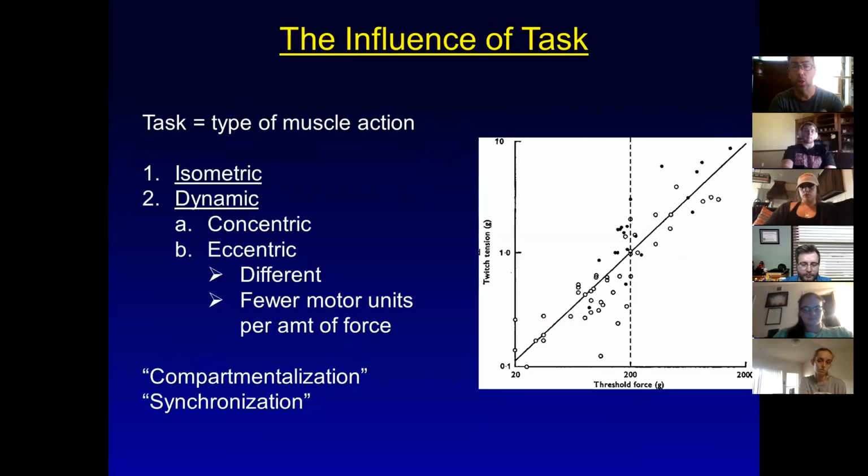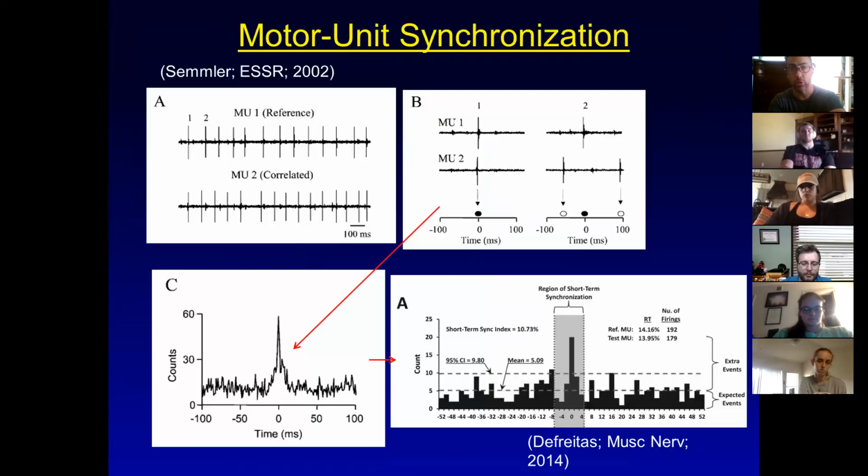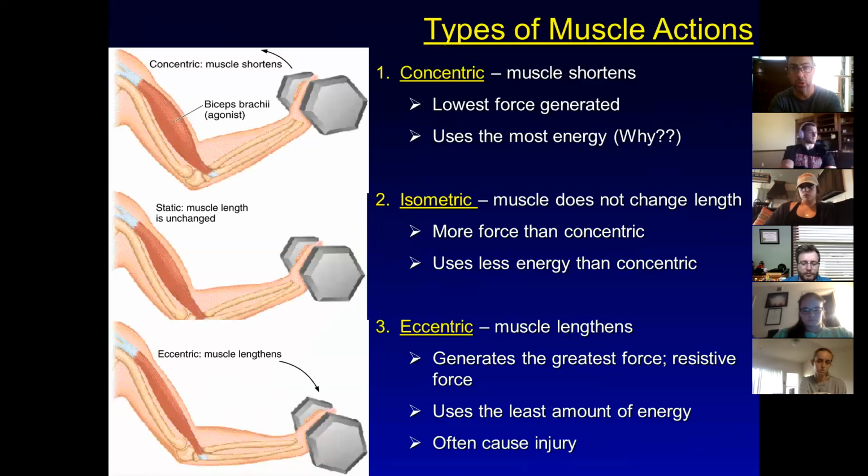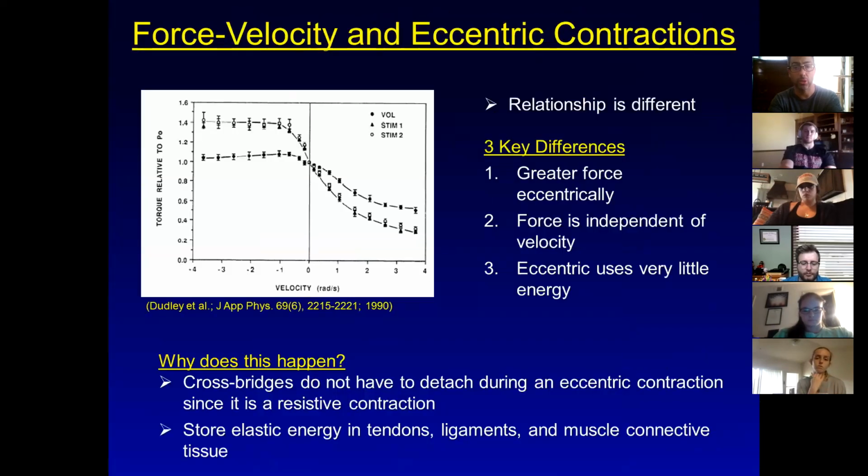So I'm going to go away from this influence of task for a moment. We're going to come back to synchronization in a minute. We're going to talk about eccentric contractions really quickly as it relates to velocity, and then we'll go back and talk about a couple of other things. I apologize that those are in the wrong order.